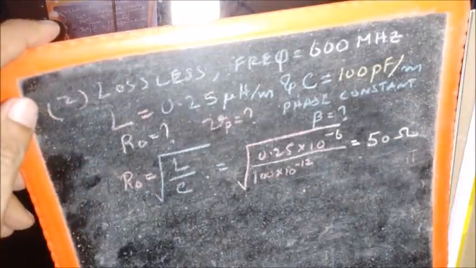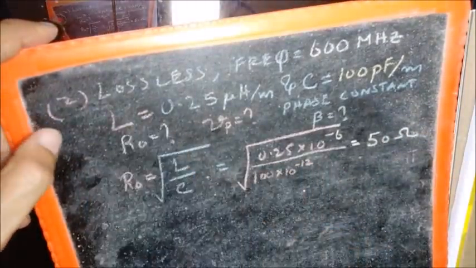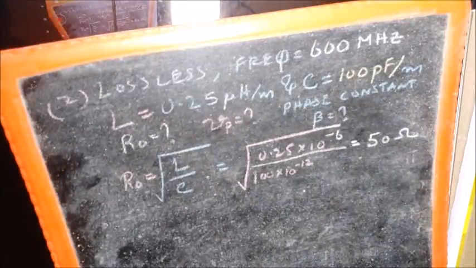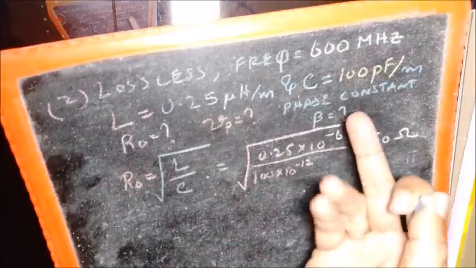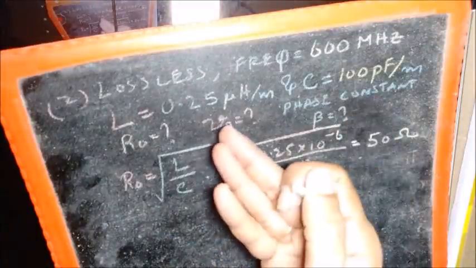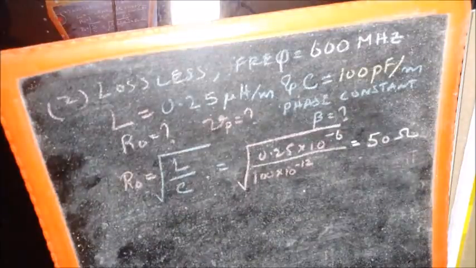So it is a 50 ohm characteristic impedance lossless transmission line. So we have found out the characteristic impedance. Next we have to find out the phase constant. We'll find the phase constant because from the phase constant we'll arrive at the phase velocity.